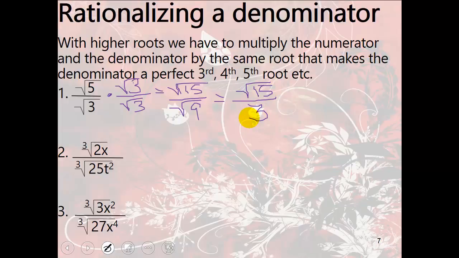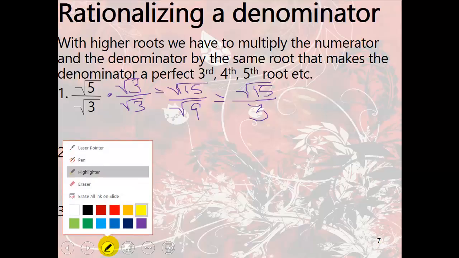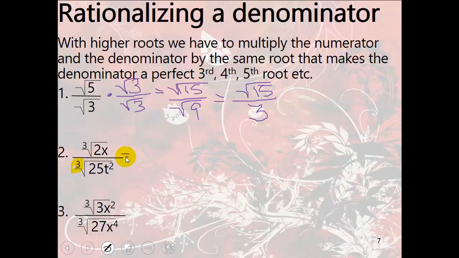Now, when you have higher roots, the easiest way to approach this is to ask yourself, what do I have to multiply my denominator by to make it a perfect nth root? So in the case of example 2, we need it to be a perfect cube root. A lot of times what I'll do is I will prime factor my coefficient, and I will write this as the cube root of 5 squared t squared. Remember, I need my power under my radical sign to match my index. So what do I need to multiply my denominator by? Well, I need the cube root of 5 to the first, t to the first.